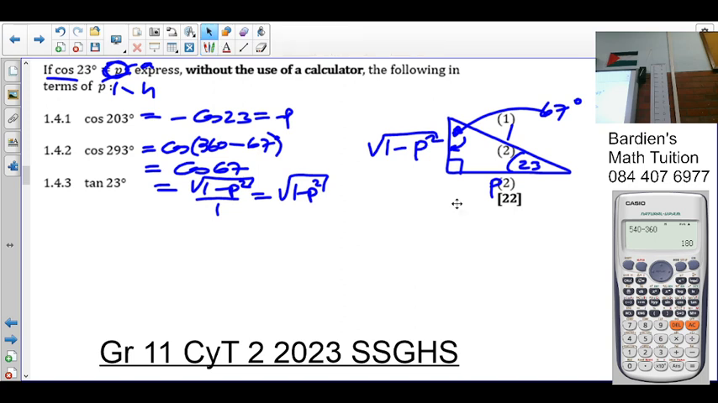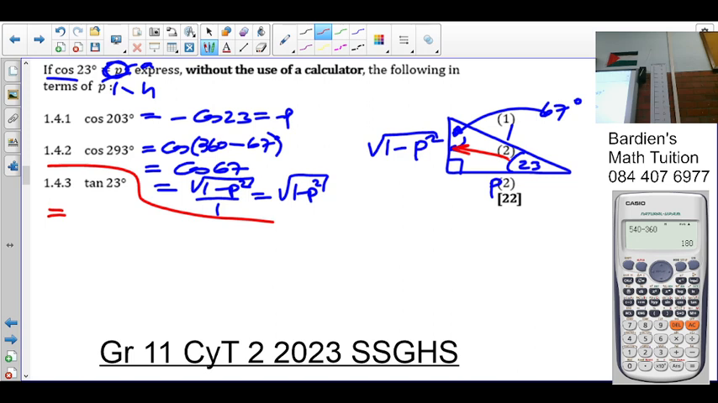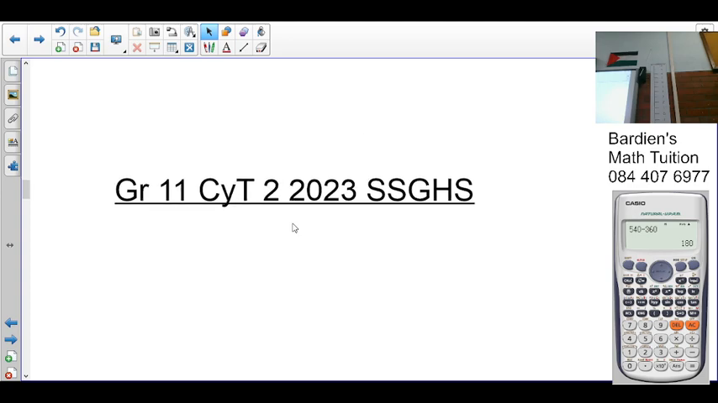The last question, in question 1.4, tan 23 is opposite over adjacent. So it's the square root of 1 minus p squared over p. Is there any problem there, people? Any confusion? No. Right, let's carry on with our lives.